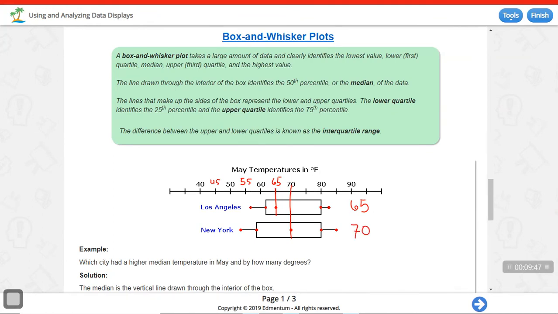So what is the difference between those? Well, which one had a higher median? New York had the higher median, and by how many degrees? Well, it was by 5 degrees. It's 5 degrees more. Let's ask some more challenging questions about this, though. Let's ask about our percents.